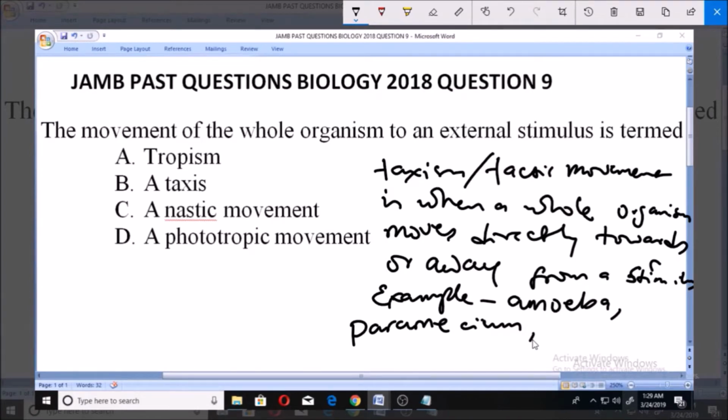So a taxis is the answer because we're talking about the movement of the whole organism. Whenever we have the movement of the whole organism in response to a stimulus, we call it taxism or a taxic movement. So option A is the answer to this.